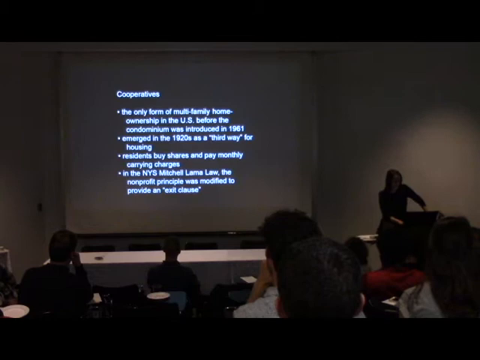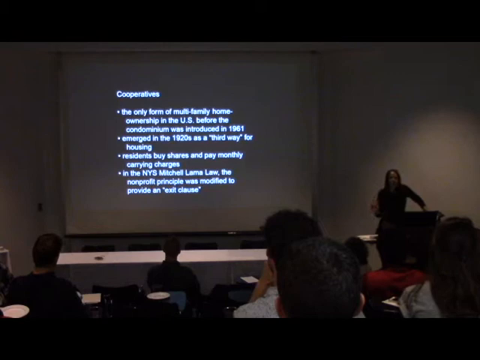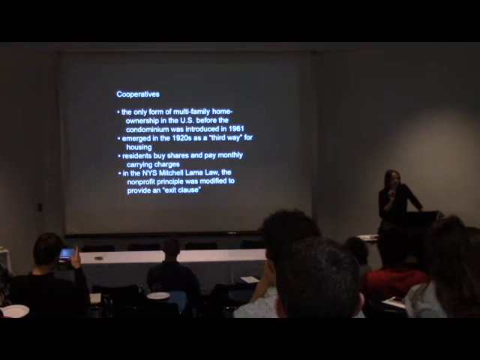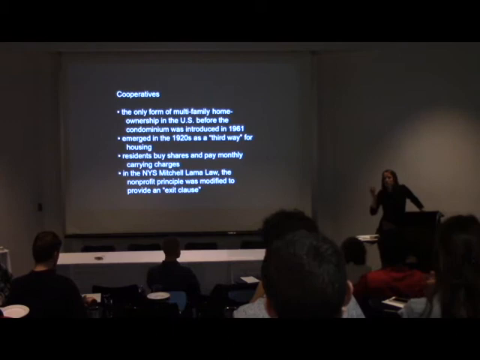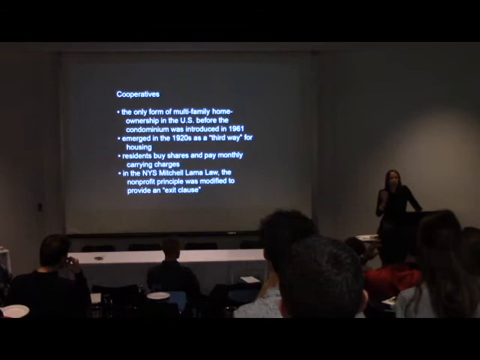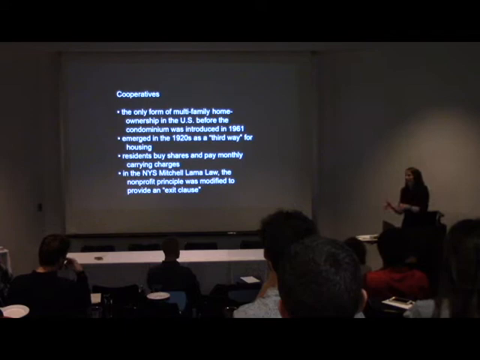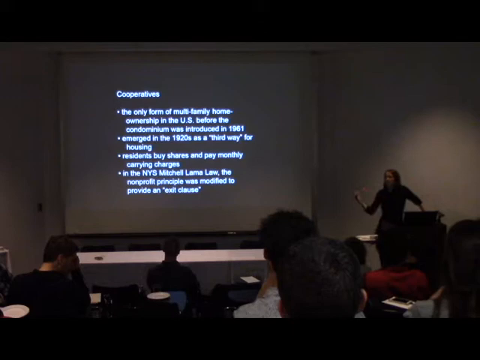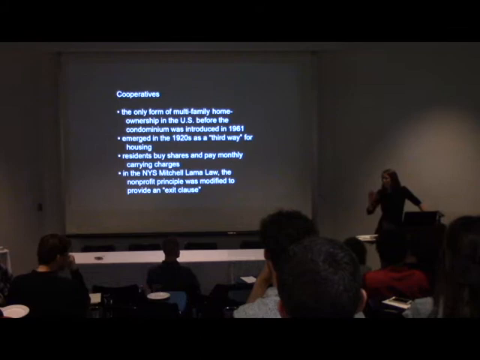A brief four-point summary. What are they? Cooperatives, remember, were the only legal form of multifamily homeownership in the United States before the condominium was introduced in 1961. The difference between a cooperative and a condominium is that a cooperative is a shareholder model where everybody owns a share and has a right to an apartment or a part of the overall development. In a condominium, you own your unit outright and you own a defined fraction of the land underneath. That's why co-op boards have to approve whoever enters that shareholder model. If you own a condominium, you can just sell it to whoever you want. You don't have to network with your neighbors.